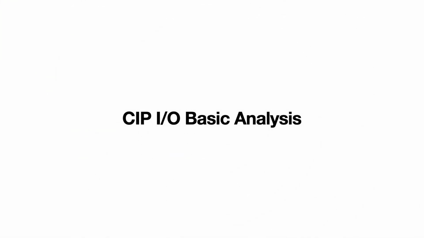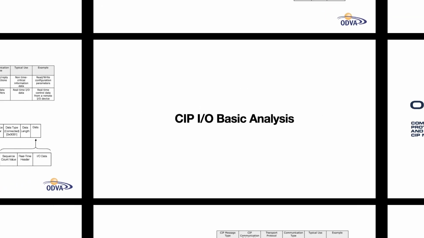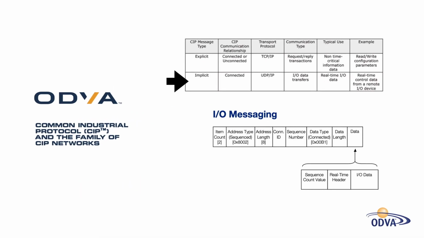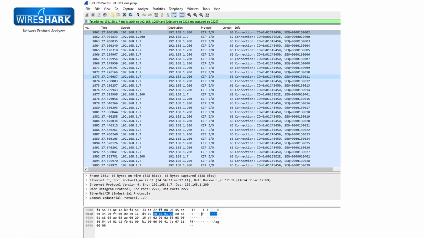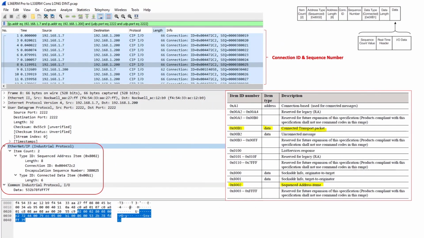CIP I/O basic analysis. Remember, we're analyzing an implicit message. UDP, real time. The structure is very specific, and there are specific types of values that we're going to be looking into. Once we have an idea about the structure of this packet, we can take one of them and dissect it.